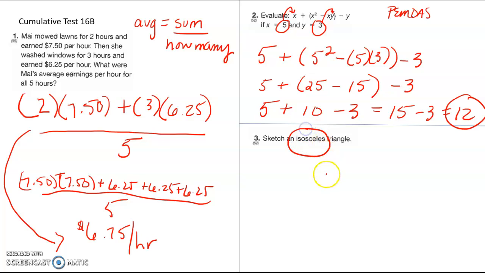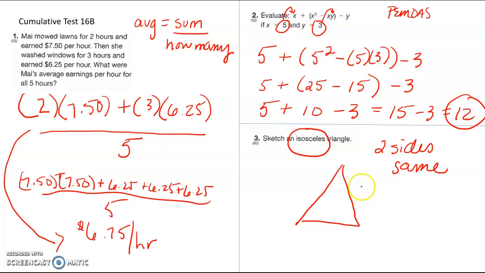Number 3, it asks for an isosceles triangle. Isosceles means that two sides are the same. Two sides are the same. Several of you drew this kind of triangle, and this is beautiful, but this doesn't really mean anything to me because I am a poor drawer. I'm looking for something that tells me that, hey, this side is the same as this side.